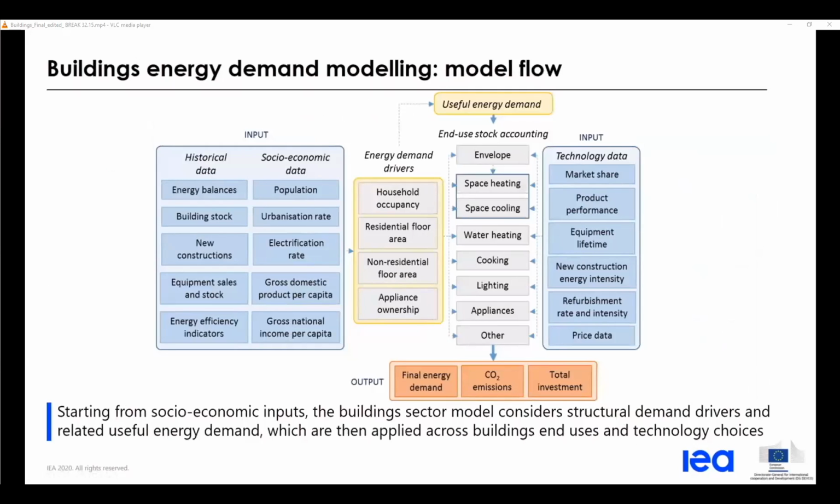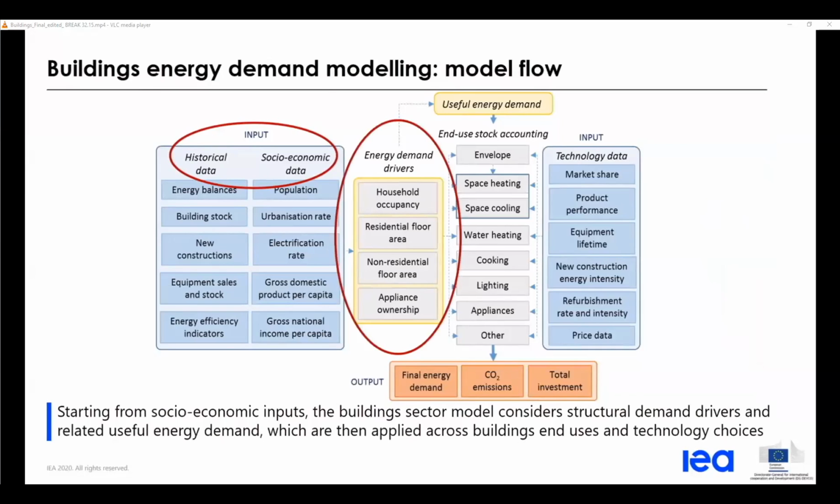If we look in more details at the structure of the building model, we see that we have different parts that make up the model. The first part includes all the inputs that are needed to do the modeling: historical data regarding energy balances, building stock, equipment sales, and also socioeconomic data like population, electrification rate, or GDP. And we also do some assumptions for the evolution of some of these data, so for instance, population.